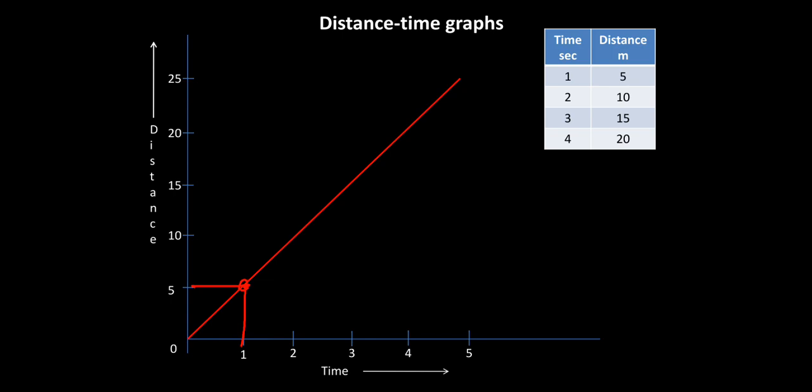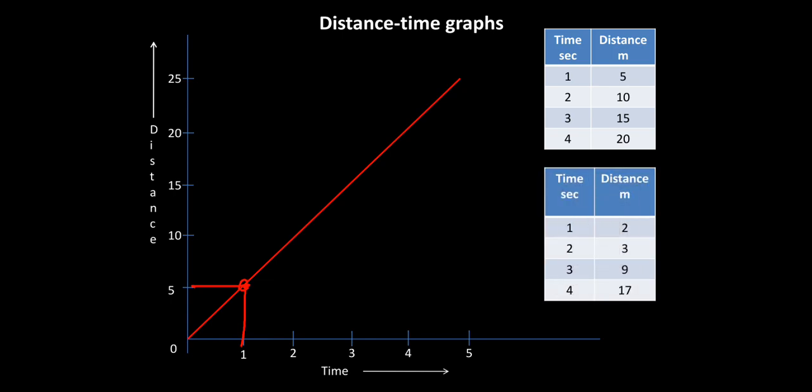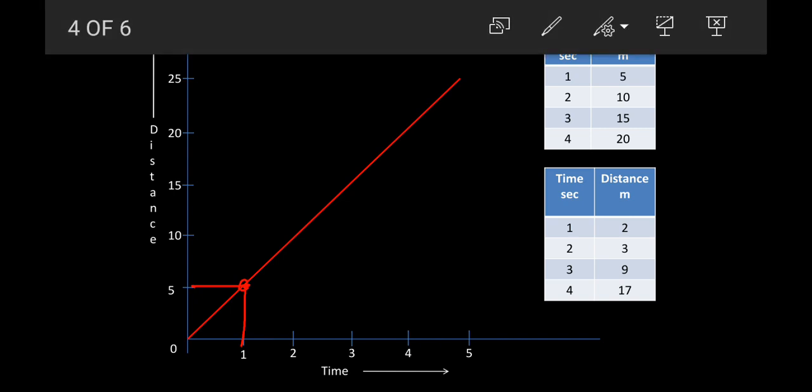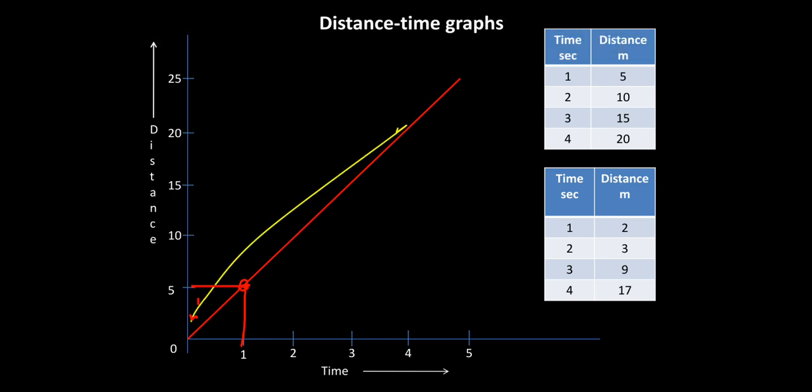Now let's draw the next data. So for 1 second it is 2, then for 2 second 3, somewhere here like this. If I put these points and join them, what I will get is a curve like this. So you can see this curve represents non-uniform motion. So in distance time graph, when you get a straight line like this red one, it represents uniform motion. Any type of curve like this yellow one, not only this, any type, will tell you about non-uniform motion of the body.